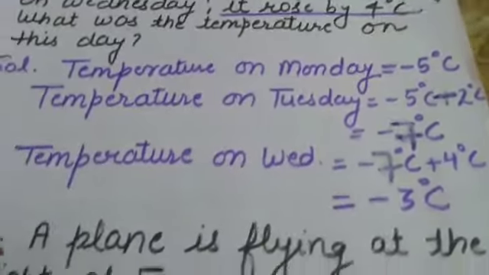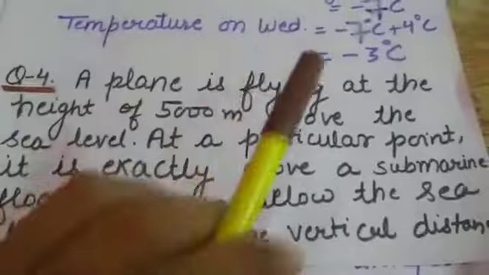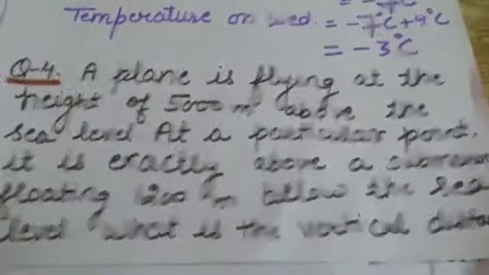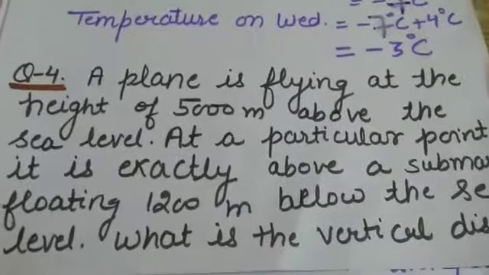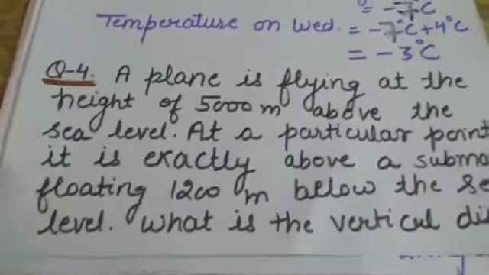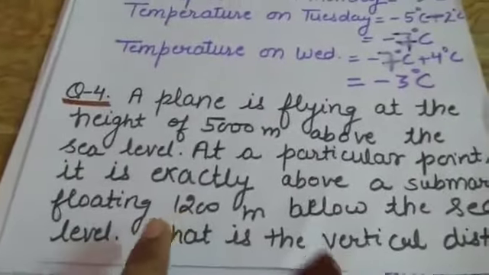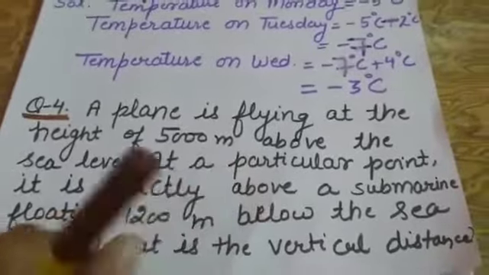Now come to the next question. Let me read the question. A plane is flying at the height of 5,000 meters above the sea level. At a particular point, it is exactly above a submarine. A submarine, you can say, is a kind of boat floating 1200 meters below the sea. What is the vertical distance between them? You have to find the vertical distance.